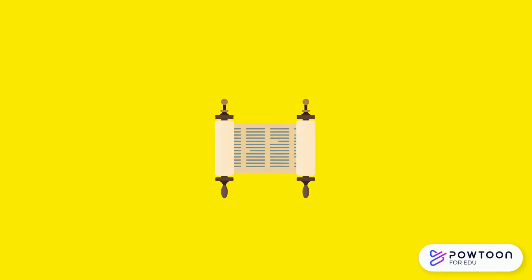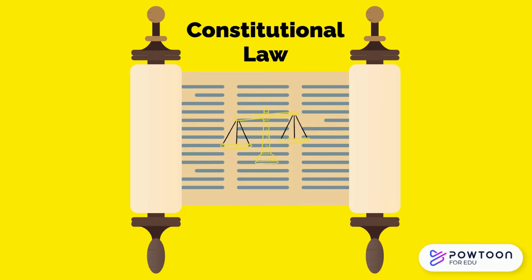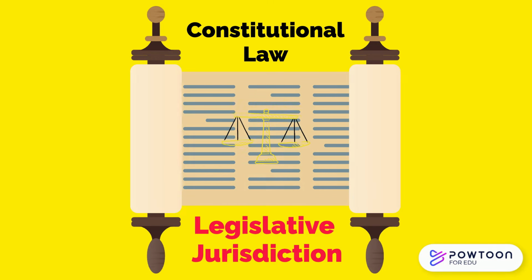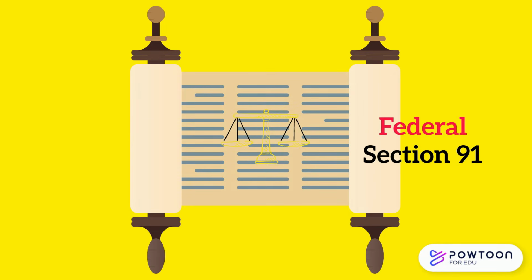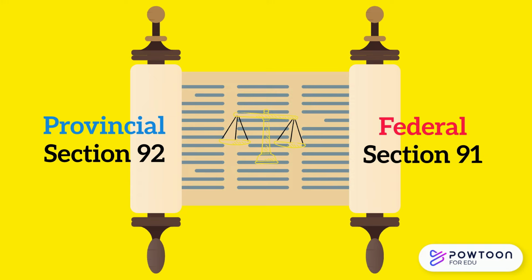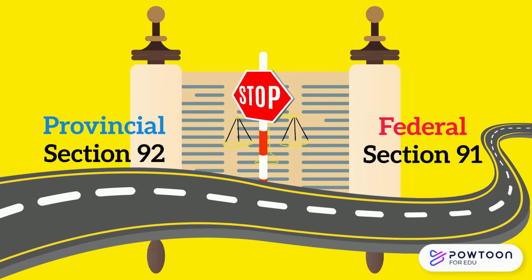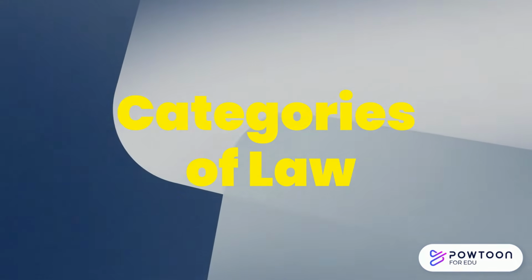And that brings us to the third source of law, which is constitutional law. The Canadian Constitution is the most supreme law of our land. This document assigns legislative jurisdiction, meaning that it tells us which area of lawmaking the federal and provincial governments are responsible for. In this way, it limits the powers of our government and ensures that they stay in their own lanes, if you will. Now, all the laws that come from these three sources can be categorized in different ways.